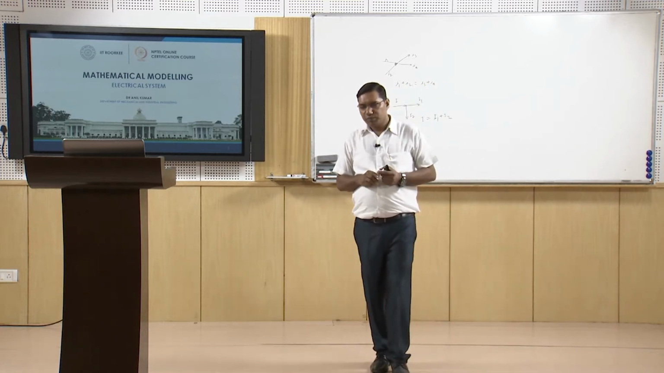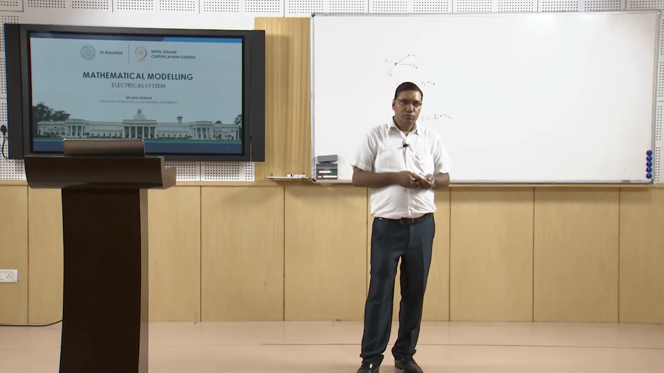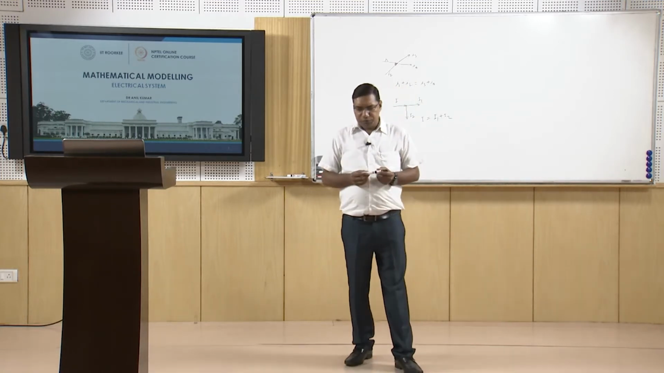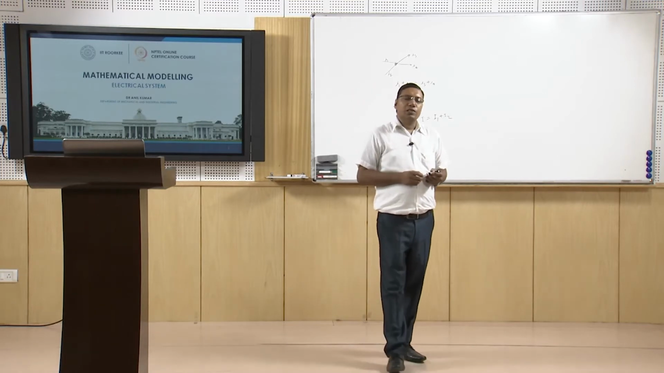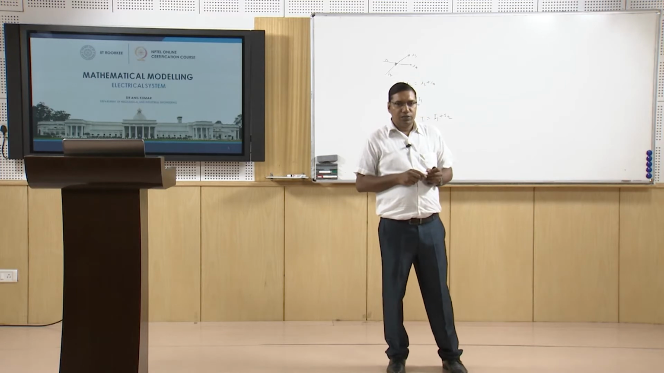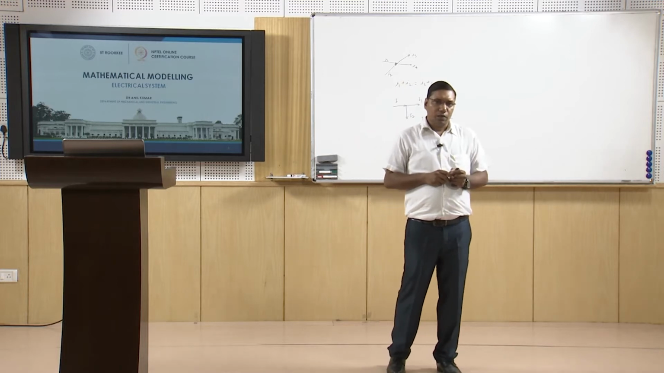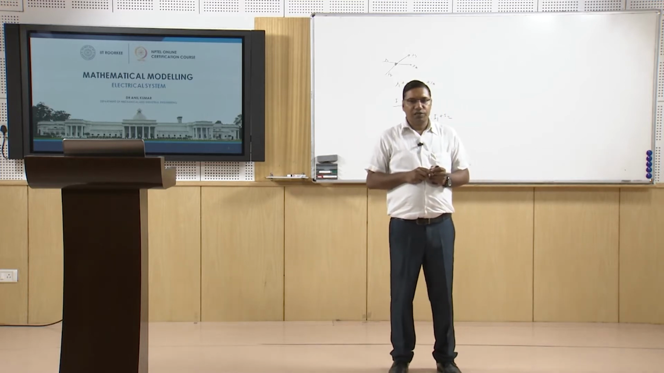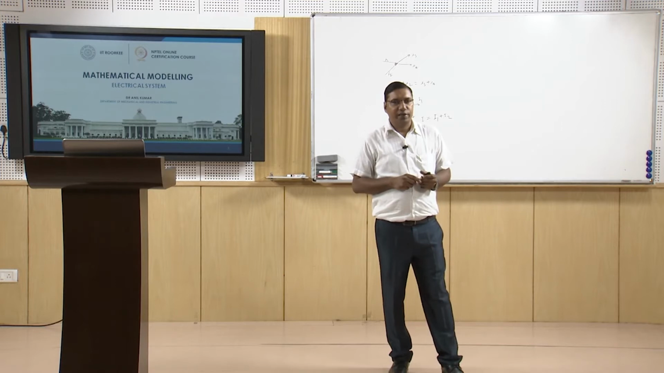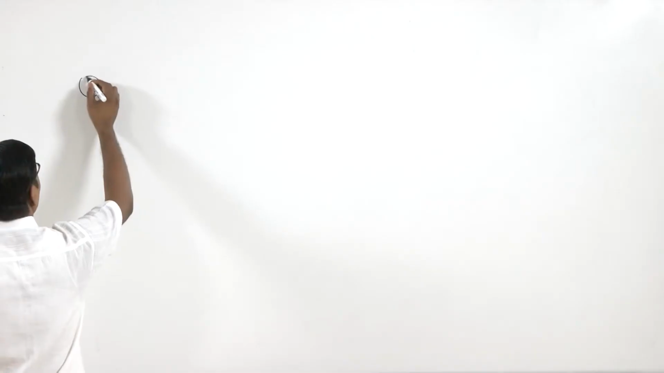So, we will see how we can get the mathematical model for a basic electrical system that comprises three components: resistance, inductor and capacitor, and how we can find the transfer function of an electrical system. So, let us take an LRC circuit.